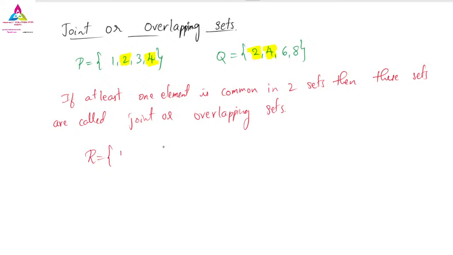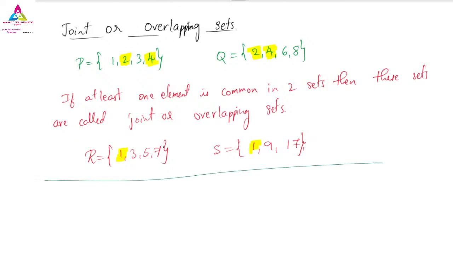So I can take 1, 3, 5 and 7, and one more set S that I will take as 1, 9, 17. Okay, this is a set I have taken, and one more set I have taken. In this, one element is common in both sets, therefore these two sets are joint or overlapping sets. That's all. So I hope you have understood this overlapping set. This is the set where at least one element is common.